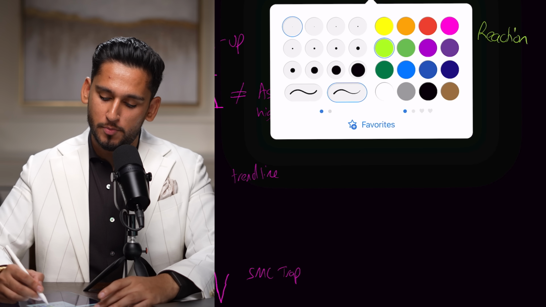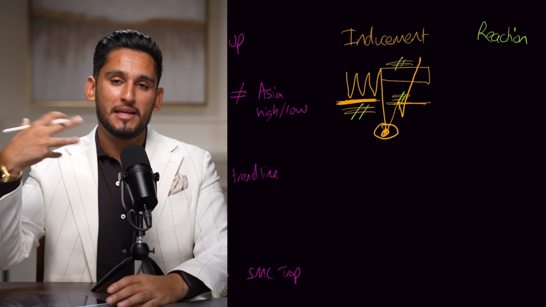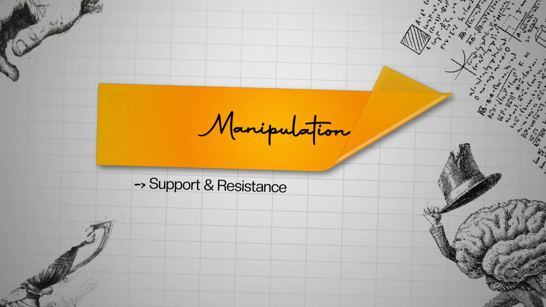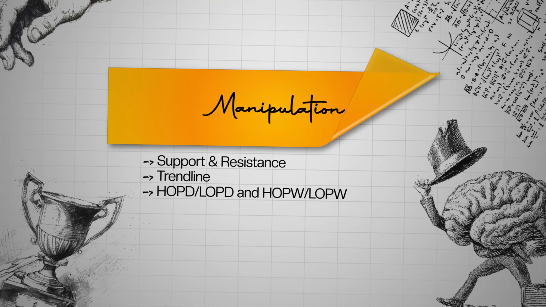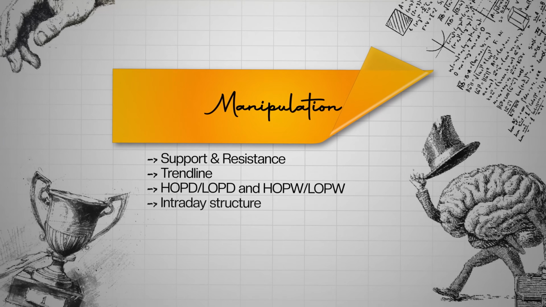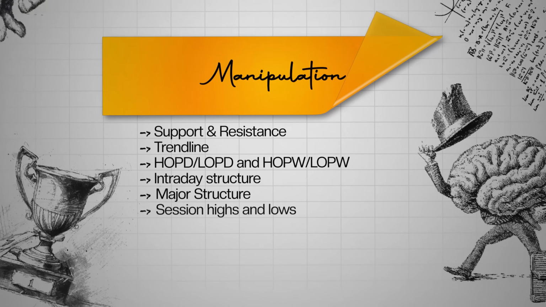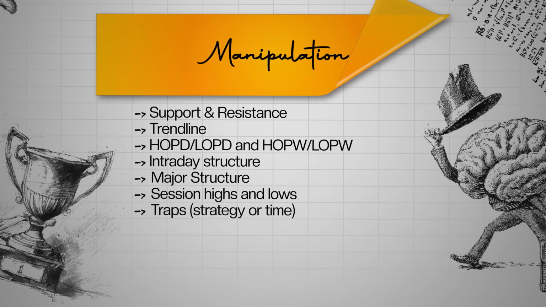So that inducement zone becomes that reaction point that manipulated people to get in and manipulated stop losses at the same time. A very impactful move that you will usually see around high impact times. You will see it on meaningful levels and you'll have meaningful reactions. We'll go into the exact manipulation criteria in a minute, but we can start to see we have support and resistance, trend line, high of previous day, low of previous day, high of previous week, low of previous week, intraday structure, major structure, session highs and lows, and then traps, for example, time related or smart money trap related.